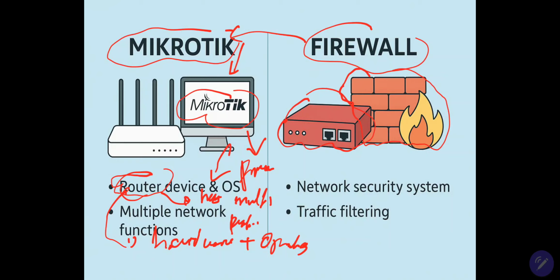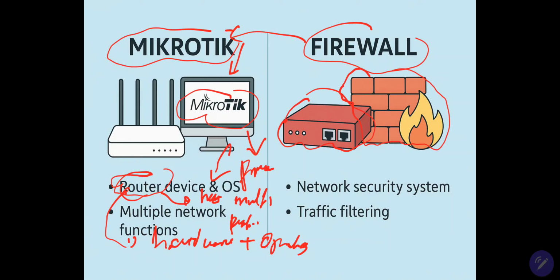Mikrotik is the name of a company, and the common products of this company are RouterOS and RouterBOARD. The main functions of this Mikrotik: number one, routing. Routing means to control network traffic.